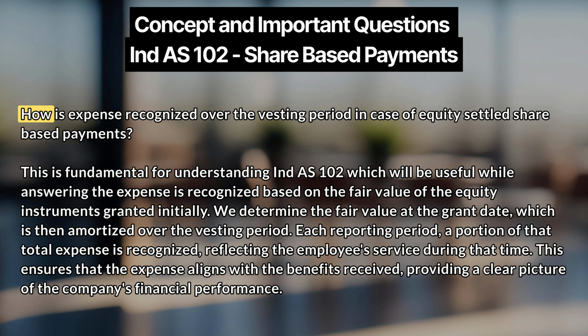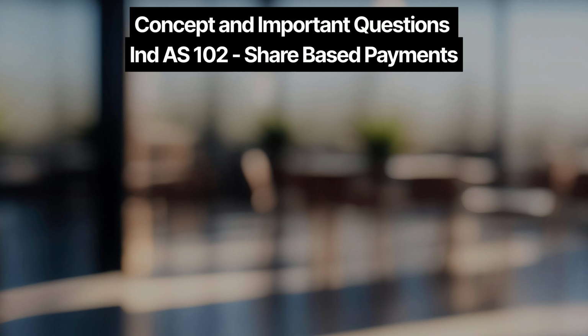Let's dive into a crucial topic. How is expense recognized over the vesting period in case of equity-settled share-based payments? This is fundamental for understanding Ind AS 102. The expense is recognized based on the fair value of the equity instruments granted. Initially, we determine the fair value at the grant date, which is then amortized over the vesting period. Each reporting period, a portion of that total expense is recognized, reflecting the employee's service during that time. This ensures that the expense aligns with the benefits received, providing a clear picture of the company's financial performance.